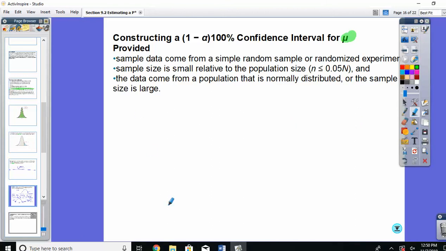If we are talking about a confidence interval for the mean, then we are going to be using our t-distribution. A few requirements. The data has to come from a random sample, has to be less than 5% of the population, and then either the original data was normal or our sample is large for this to work.